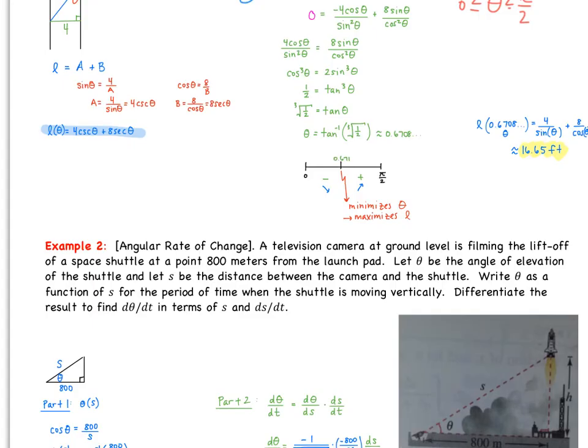This next example deals with angular rate of change. A television camera at ground level is filming the liftoff of a space shuttle at a point 800 meters from the launch pad. Let theta be the angle of elevation of the shuttle, and let s be the distance between the camera and the shuttle. Write theta as a function of s for the period of time when the shuttle is moving vertically. Differentiate the result to find d theta dt in terms of s and ds dt.